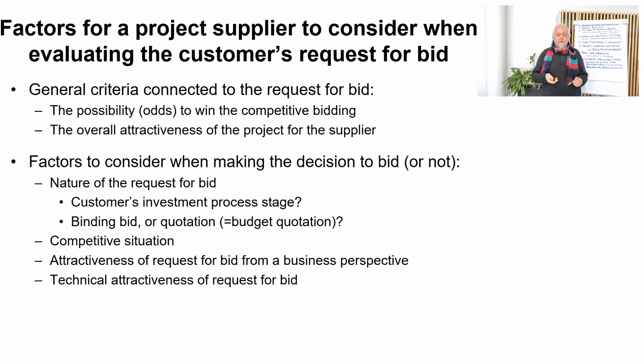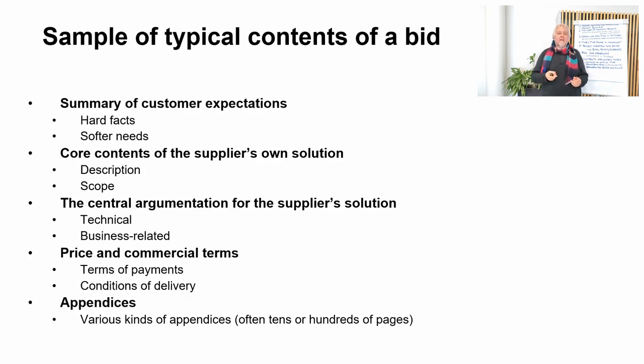So this is more or less a little bit list-like, of a few issues that I want to emphasize. So, the sample of a typical bid content. Here I would maybe say only something about this first item here.